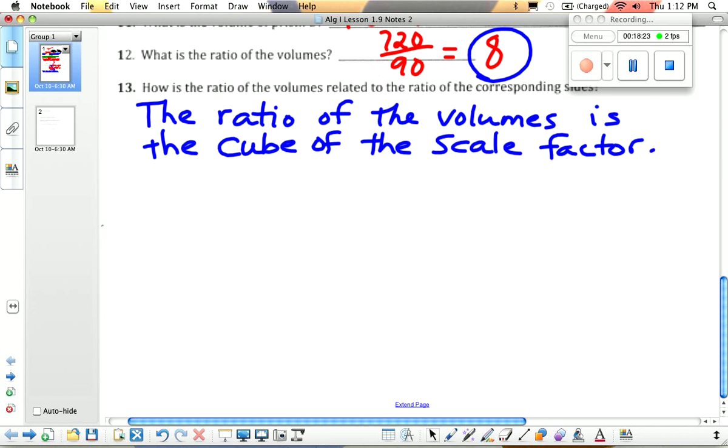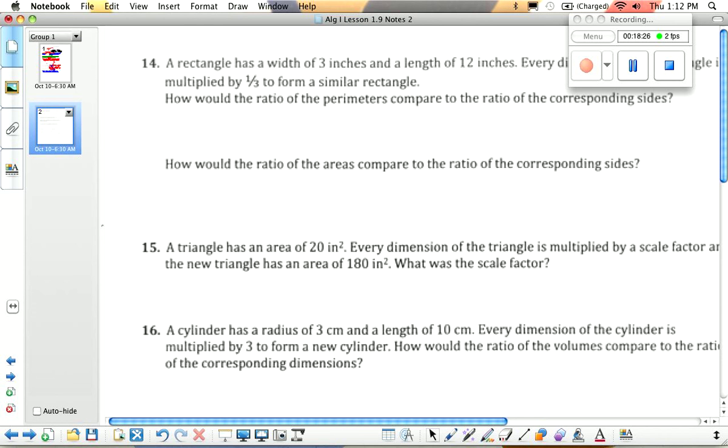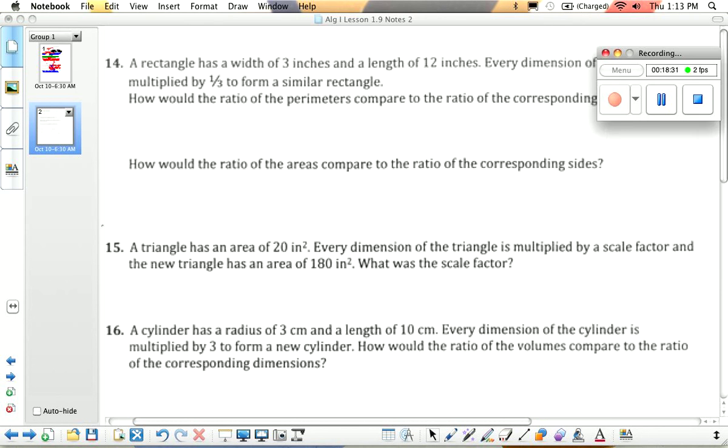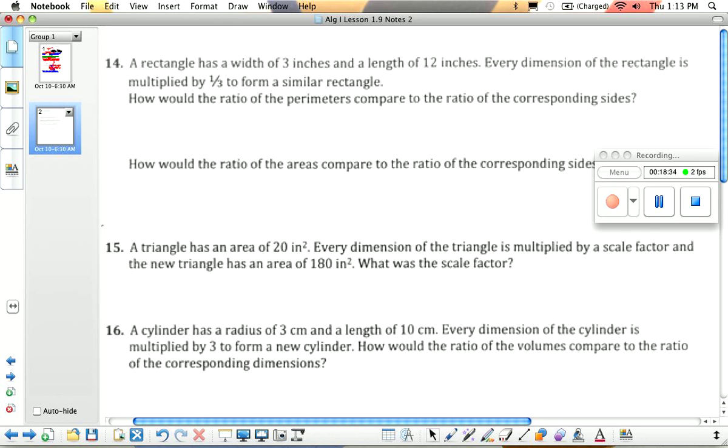Okay, let's go back then now and use those. We have no pictures, we have to go without our pictures. A rectangle has a width of 3 inches and a length of 12 inches. Feel free in your homework to draw it if this helps you, but we're going to try to do it without drawing it. Every dimension of the rectangle is multiplied by 1/3 to form a similar rectangle. How would the ratio of the perimeters compare to the ratio of the corresponding sides? Do you think we need to go through all the work of finding both of those perimeters? Why not?